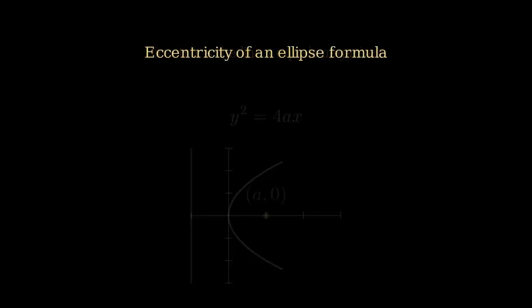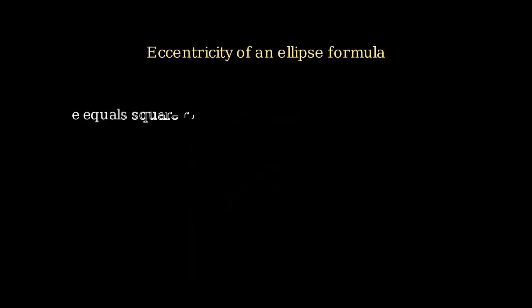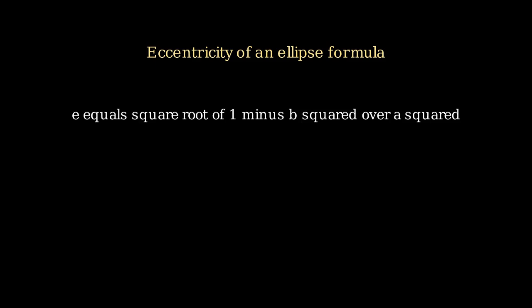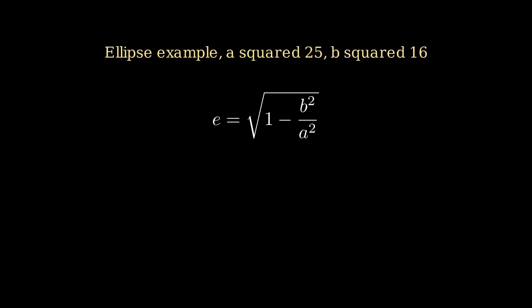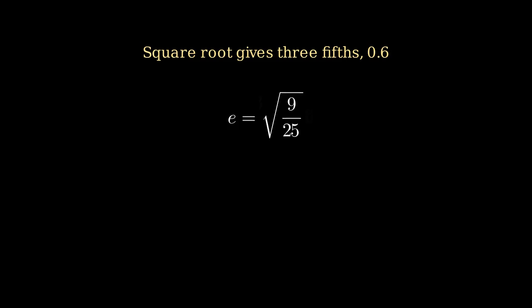Worked example, Part 2, the eccentricity of an ellipse. In words, eccentricity equals the square root of 1 minus b squared divided by a squared. Take an ellipse where a squared equals 25 and b squared equals 16. Inside the square root we get 1 minus 16 divided by 25, which is 9 divided by 25. The square root of 9 divided by 25 is 3 divided by 5, so the eccentricity equals 0.6.